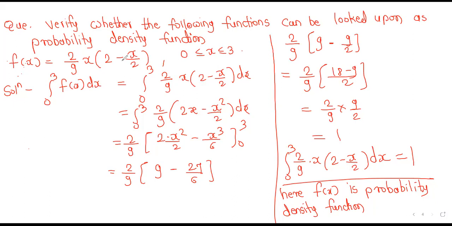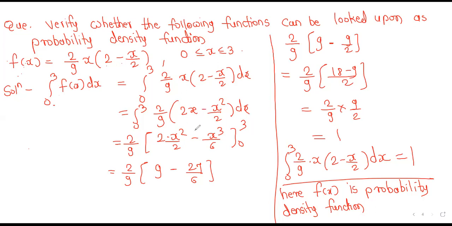So here we have to verify whether the given function is a probability density function or not. We have given f of x is equal to 2 by 9 x into 2 minus x by 2, and the condition is given 0 is less than or equal to x and less than or equal to 3. So we have to prove that integration 0 to 3 2 by 9 x into 2 minus x by 2 dx is equal to 1.